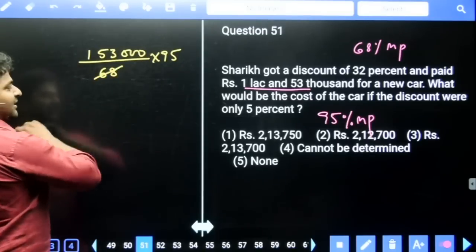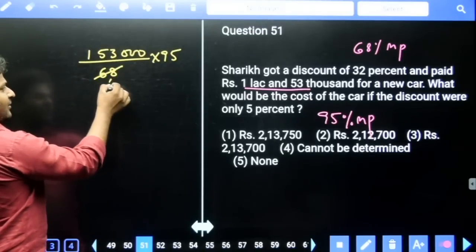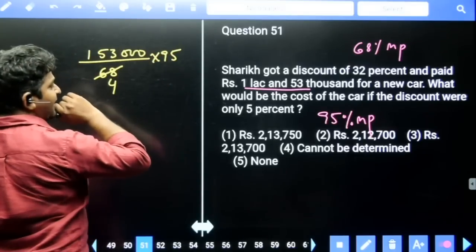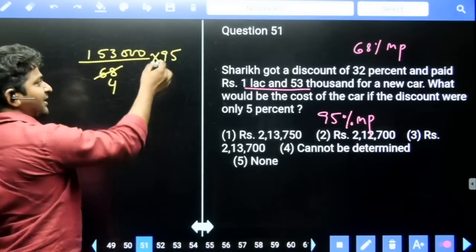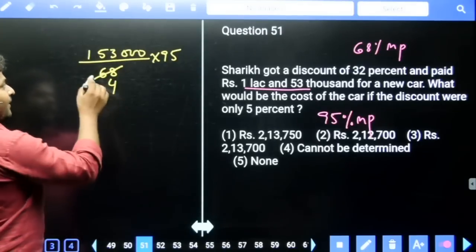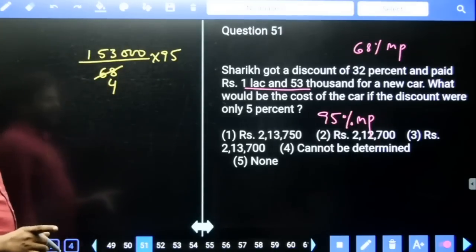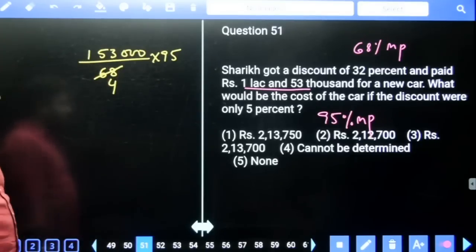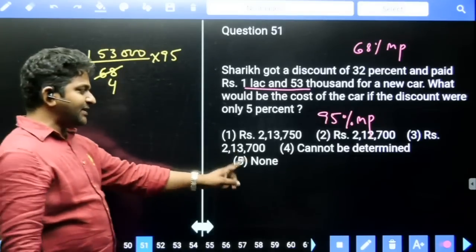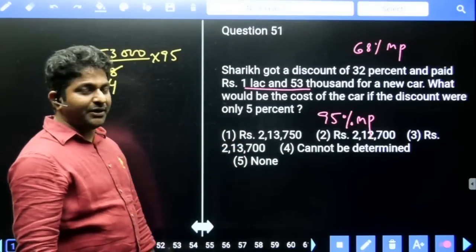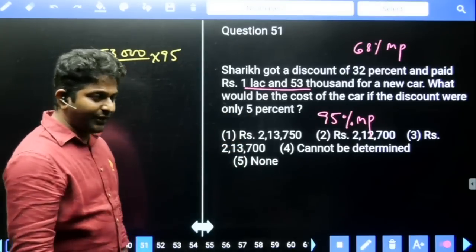17 4 times, 17 5 times. 17 5 is 85, but here we have 95. Now see, basically we can do one thing. 153 is a multiple of 9, so the answer should be a multiple of 9, but none of these is there. If you have none of these, then directly you can verify how many 9 multiples are there, and then we can finally answer it.